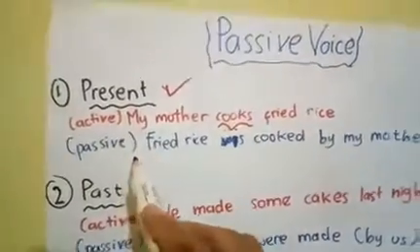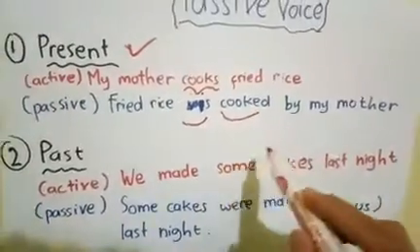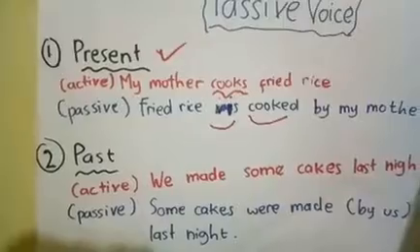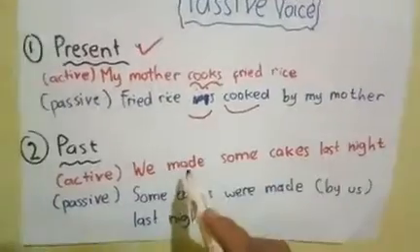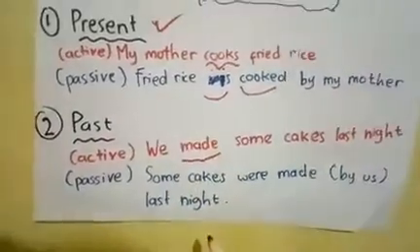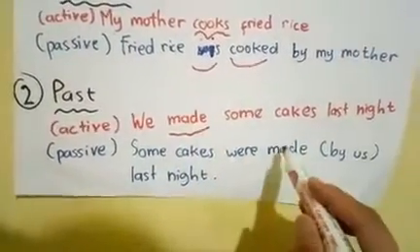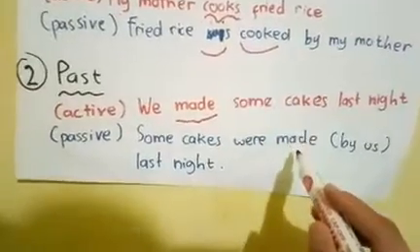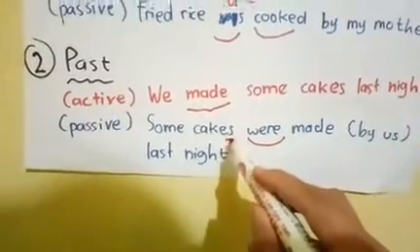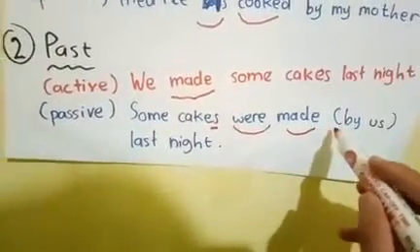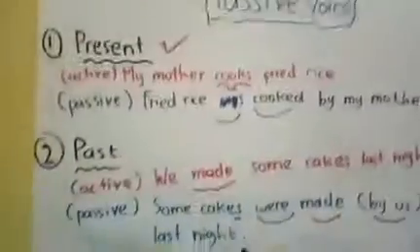In passive voice, you have to change it with to be and verb 3. Okay? That's all for present. The second is for past tense. This is the verb. So, we change it into some cakes were made, in which the object moved to the front, and we add to be here because there are many cakes. And verb 3, you can write this or not, it's okay. And then the last is the adverb of time.